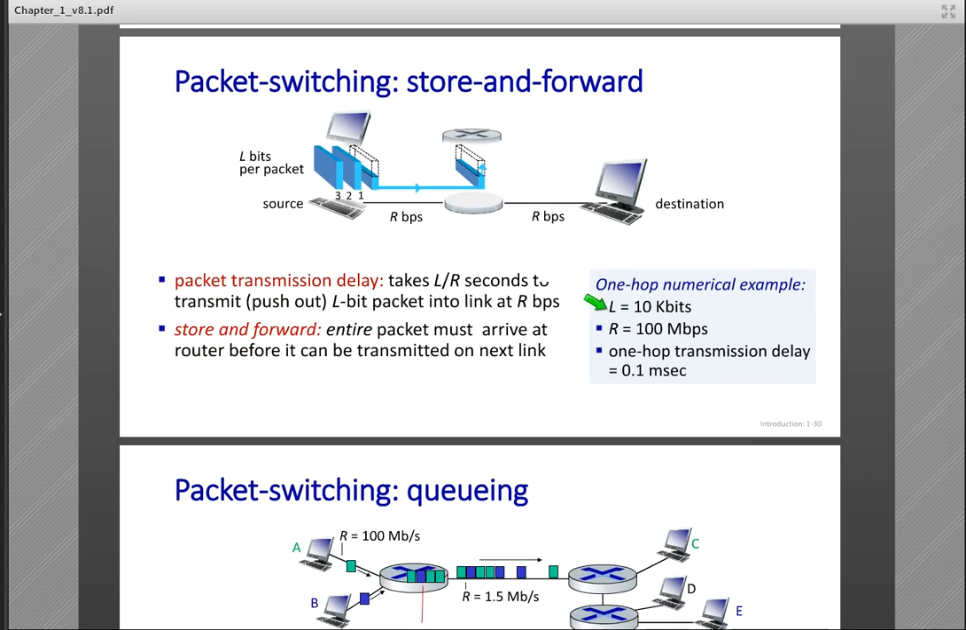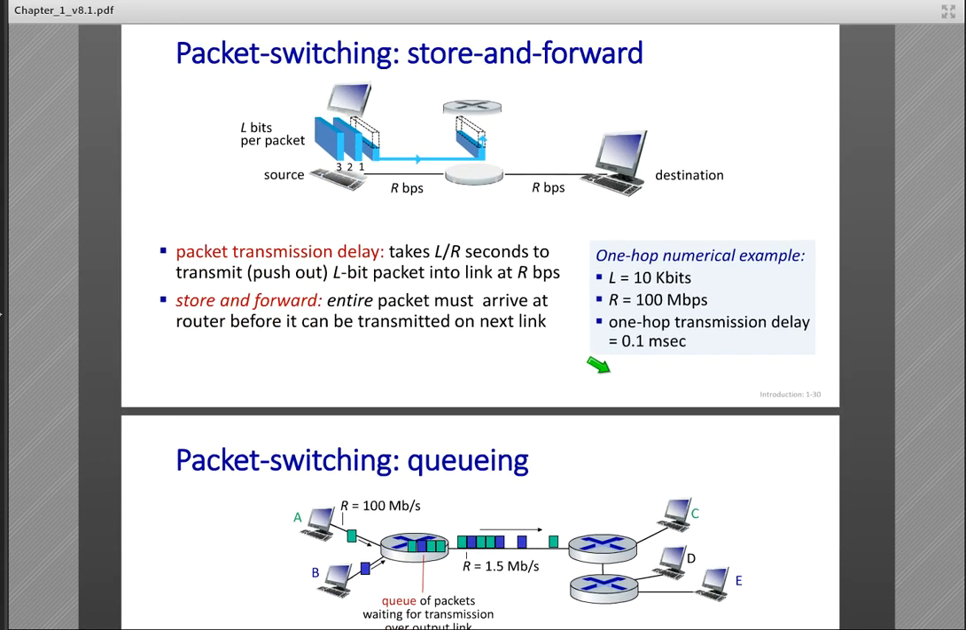Okay, this is for store and forward. For example, if I have a packet with a length of 10 kilobits and a network with a transmission rate of 100 megabits per second, the one-hop transmission delay is 1/10 of a millisecond. This is the effect of store and forward, but here you should be clear about the pipeline strategy.